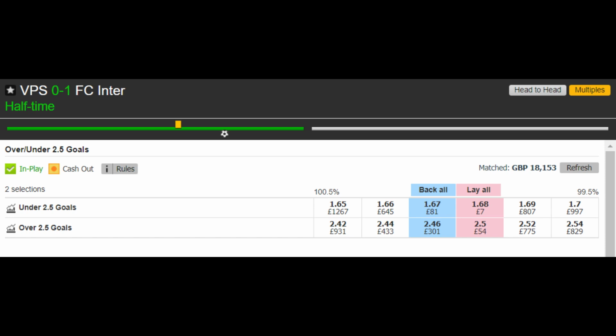As with the lay the half-time correct score, link for the video is in this description, we need a second half goal. So we need to be looking for games with a high percentage for second half goals and also a high percentage of goals in general.